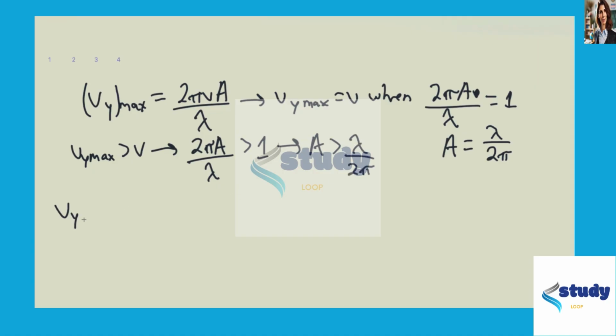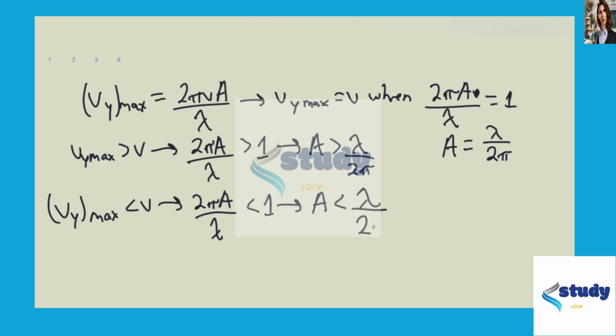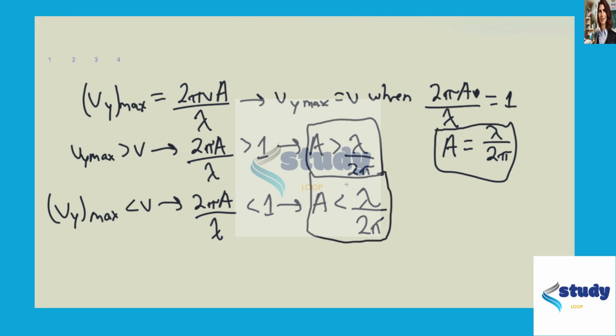And then it's saying, how about vy max is less than the propagation speed? Well, that means that 2 pi a over lambda has to be less than 1, which means that the amplitude must be less than lambda over 2 pi. And so these three conditions would be your answer for C, such that the maximum velocity in the y direction would be greater than the propagation speed, less than the propagation speed, or equal to the propagation speed. And that's the end of the solution.